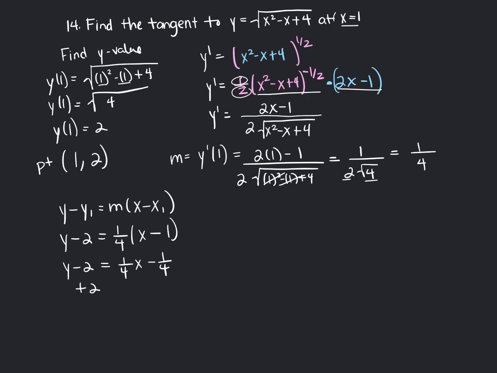So we'll add 2 to both sides. But if I'm going to add 2 to 1/4, that's the same as adding what? What over 4 would be equal to 2? 8 over 4. So I get y equals 1/4 x plus 7/4.